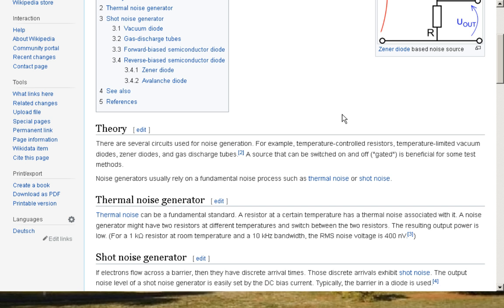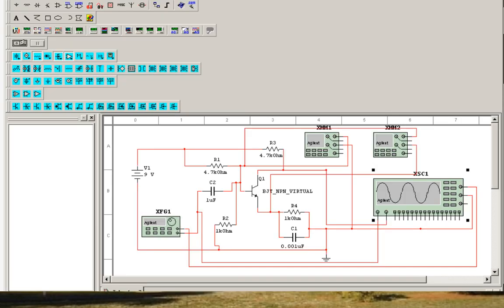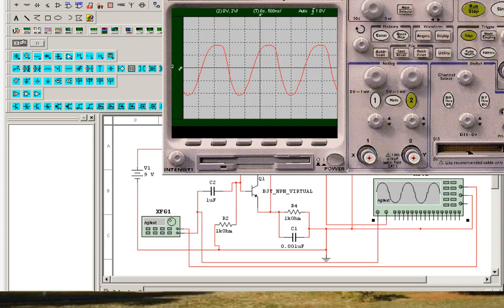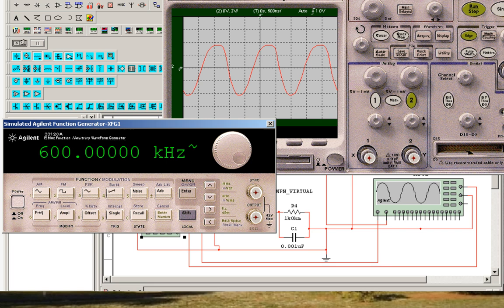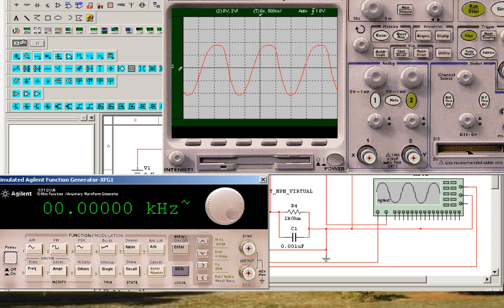When we build our amplifier, let's take a look at this circuit again. Notice we've got an oscillator here. We might be able to use a noise generator in this. There's a noise generator in here. I've never used it before.